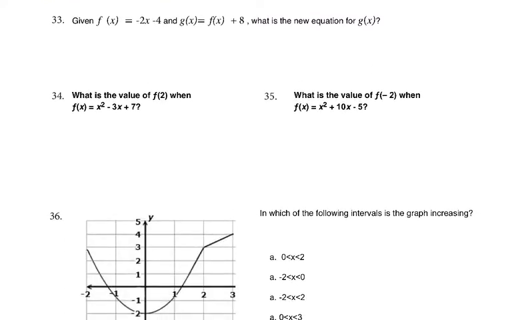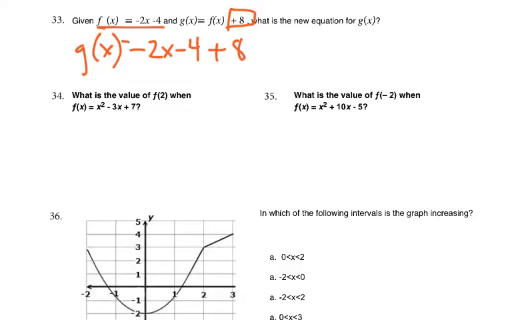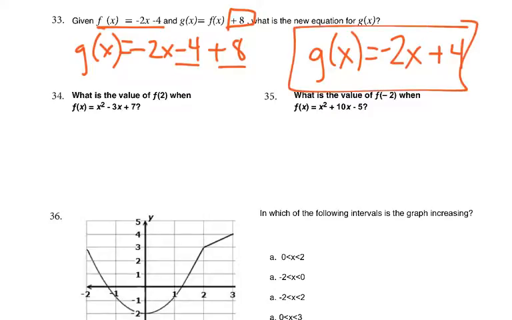Alright, 33. Given f of x equals negative 2x minus 4, and g of x equals f of x plus 8, what is the new equation for g of x? Well, we're adding 8, so if I take f of x, which is negative 2x minus 4, okay, so g of x would be that plus that 8. Well, that 8's not going to affect the negative 2x, so g of x equals negative 2x, but negative 4 plus 8 would give me a positive 4. That's my new graph. Okay.